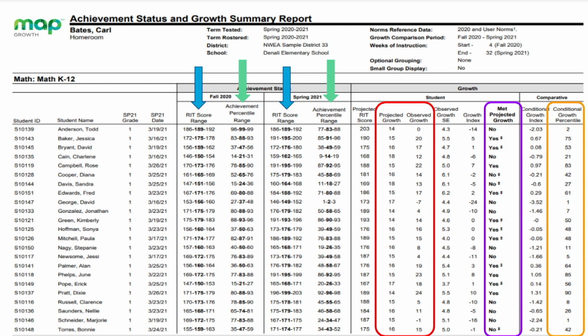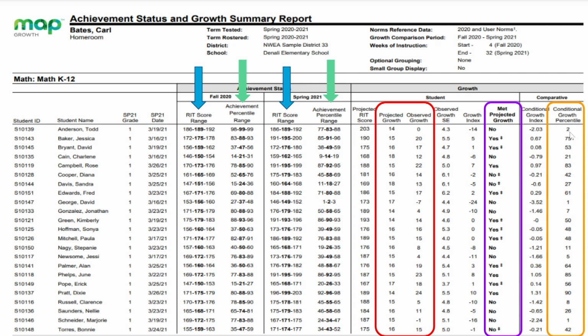This would be an incredibly valuable report to run, to look at and filter out those students who did not meet their projected growth targets. Why did they not? And what resources might they need? Do they need some supplemental resources to take home over the summer? Do we need to meet with those parents and refer these students for some additional services through summer school or other supplemental programming? In the orange, you can also see their conditional growth percentile.